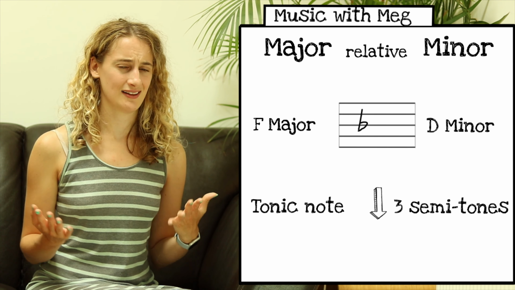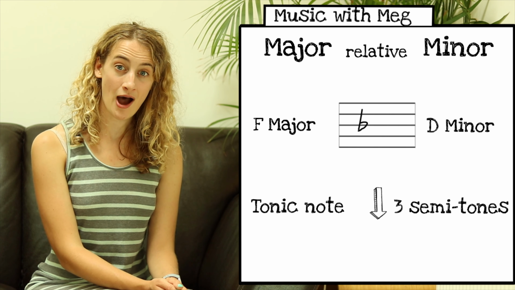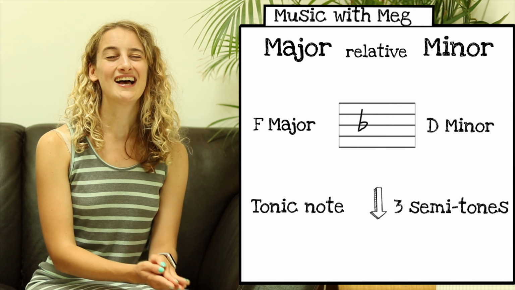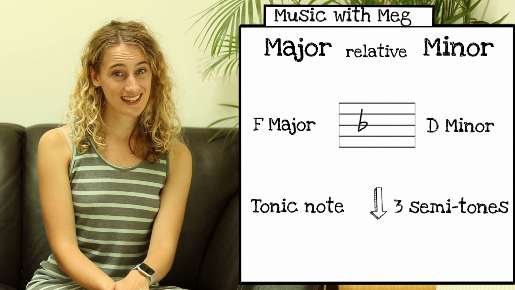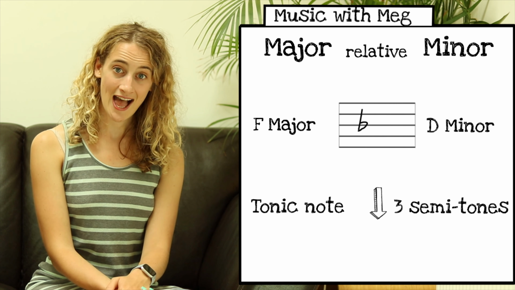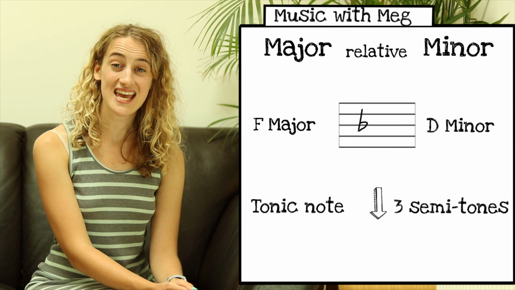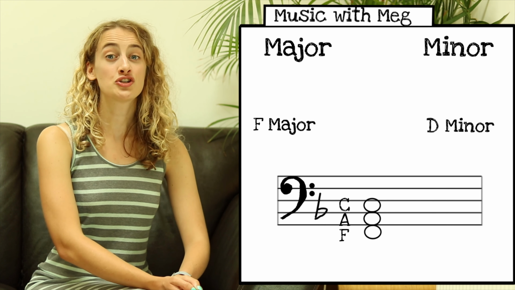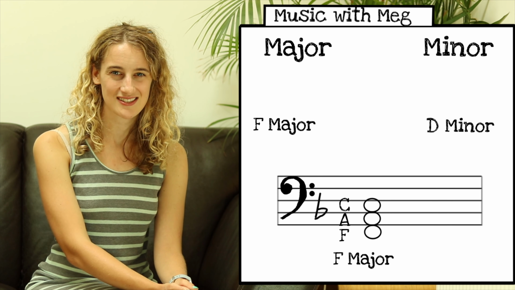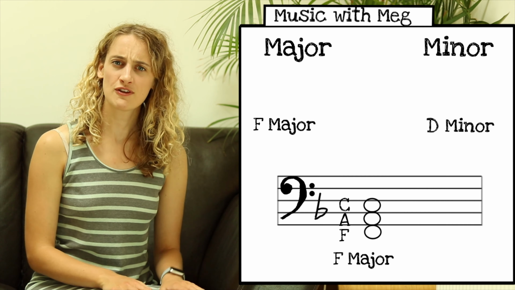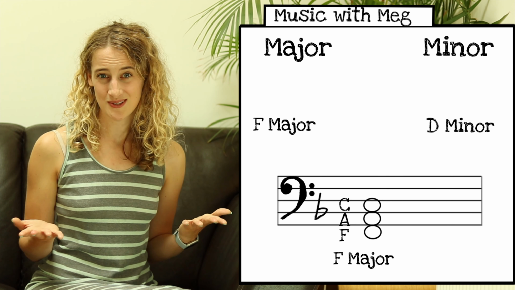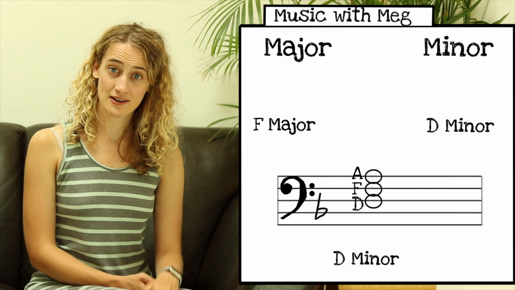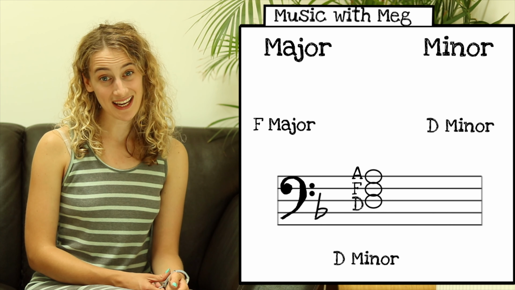You can usually tell whether a piece is in a major or a minor key by listening for those major or minor chords. Remember, the major chords sound happy and the minor chords sound sad. But you can also look at the end of a piece of music because the final chord is usually the tonic chord, which will tell us what the key is. So if the final chord is an F major chord, then the key is F major. And if the final chord is a D minor chord, then the key is D minor.